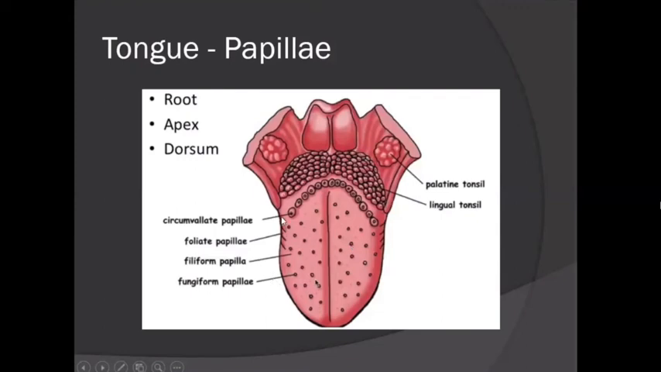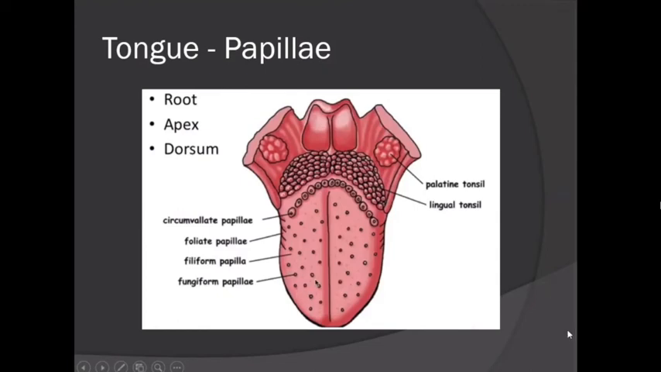Then at the junction between the anterior 2/3 and posterior 1/3, just in front of the sulcus terminalis, you see the biggest papillae. They are known as circumvallate papillae, and there are some 4 to 8 or 9. They are very limited in number, but they are all situated over here. So basically we have 4 types of papillae: fungiform, filiform, foliate, and circumvallate. All of these are concerned with taste except filiform, because filiform papillae don't have taste buds, so they cannot taste any food.